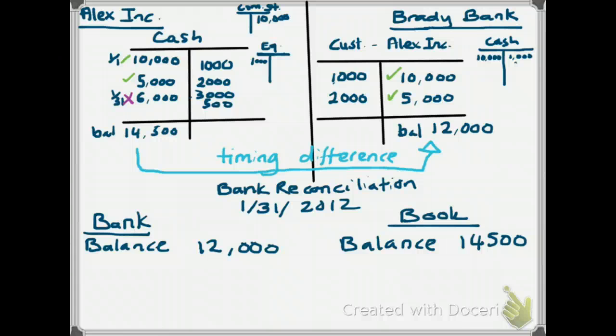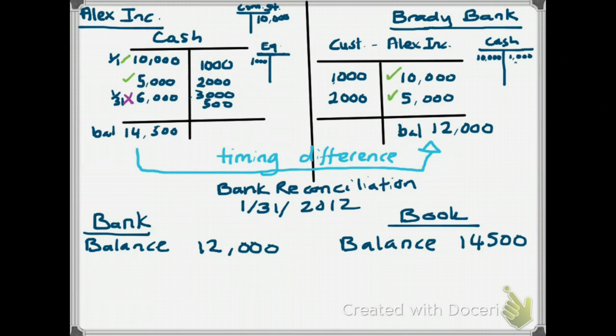Now, whenever you're preparing a bank reconciliation, the rule of thumb is put it where it is not. So put it where it is not. Where is it? It's on the cash side or the book side. Therefore, down here in your reconciliation, you're going to put it where it's not. Therefore, you're going to put it on the bank side because that's where it is not at.